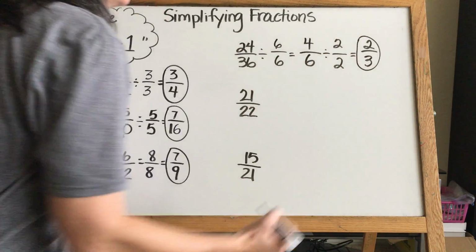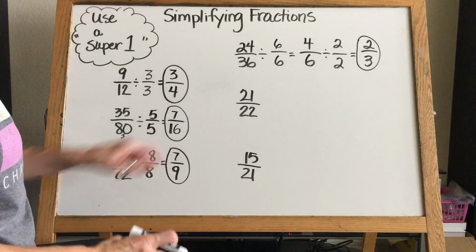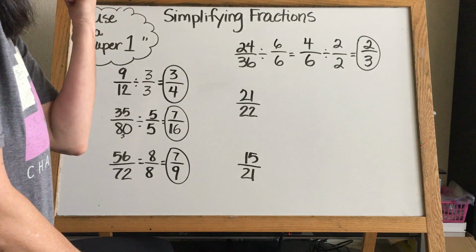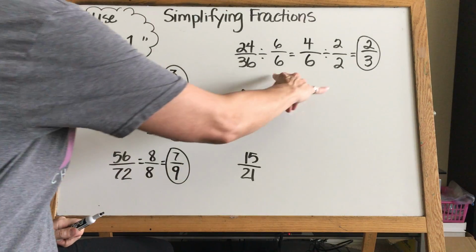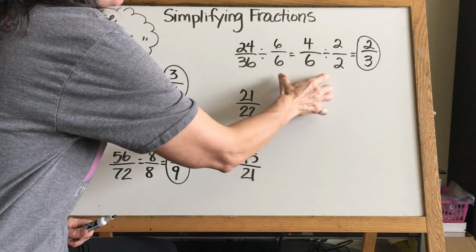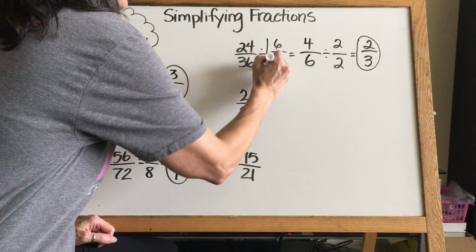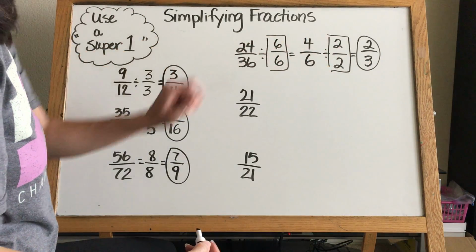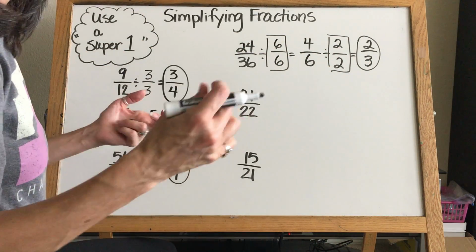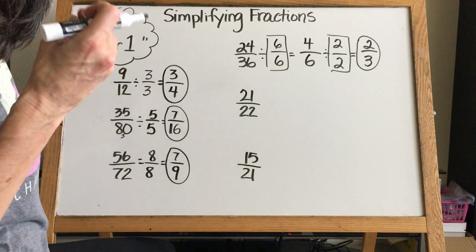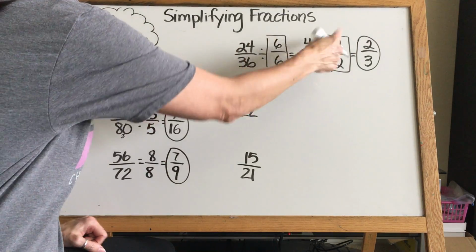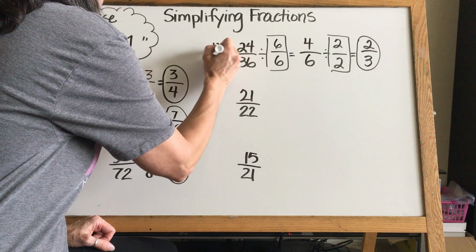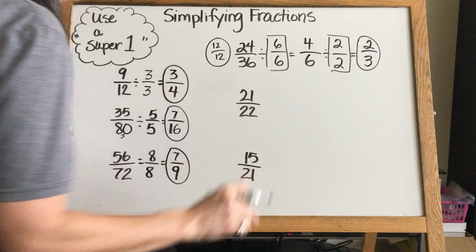But how can we figure out what our greatest common factor was? Because 6 was a common factor, but it wasn't the greatest. This is what you can do to figure that out. If you look at both of the super ones that you used to simplify, and you multiply these 2 numbers together, that's going to give you the greatest common factor they had. What is 6 times 2? It's 12. So that means 12 over 12 should have been our super one.